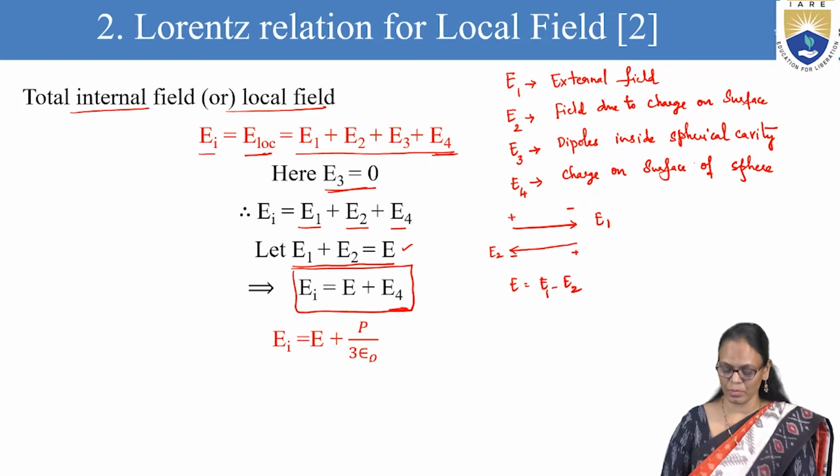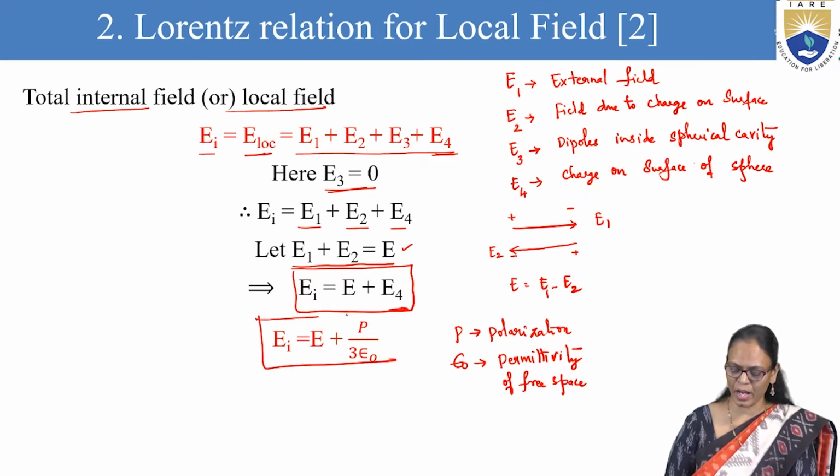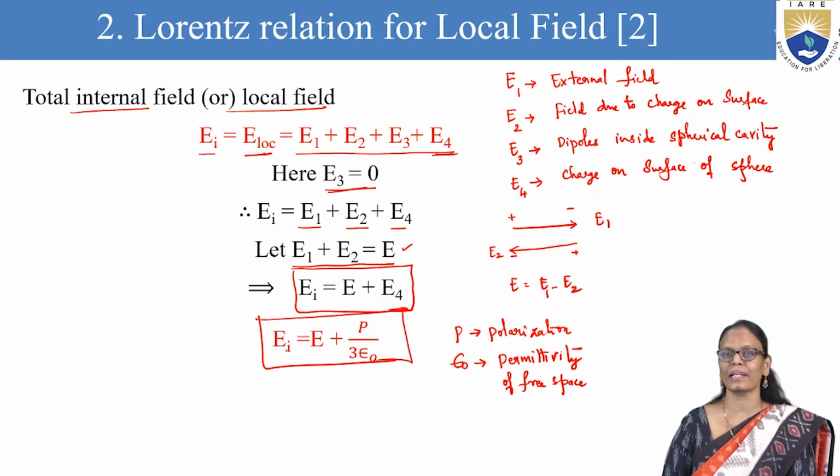And what is E4? P by 3 epsilon naught. P here represents the polarization, and epsilon naught is the permittivity of free space, that is air or vacuum. So the final expression for E_i, that is E internal or E local, is given by capital E plus P by 3 epsilon naught.